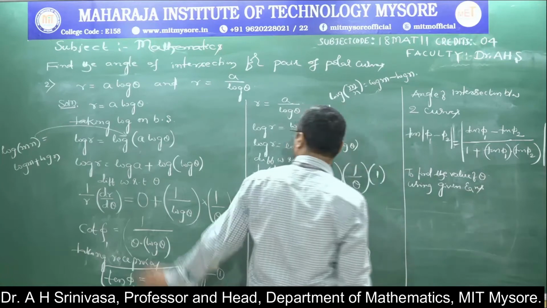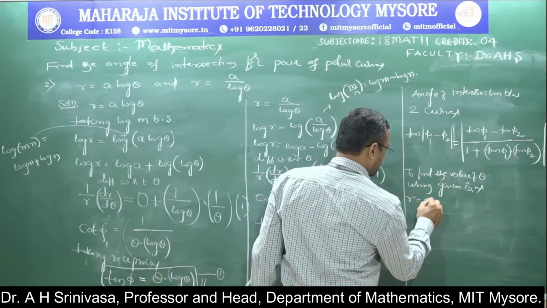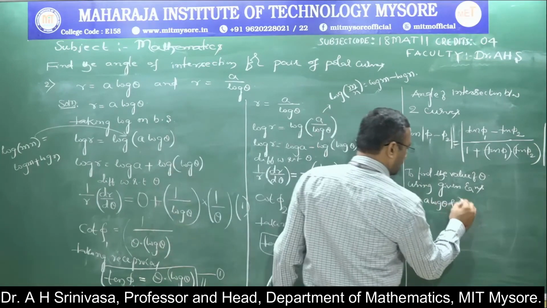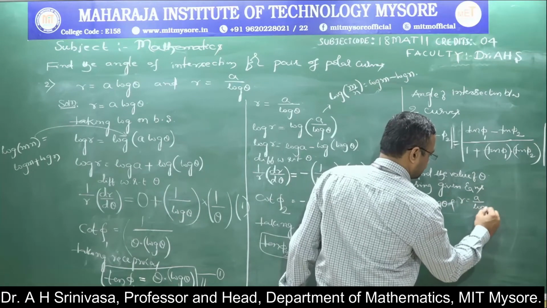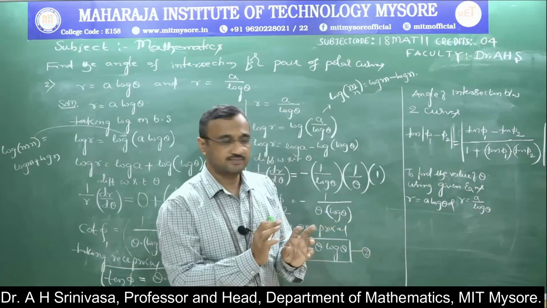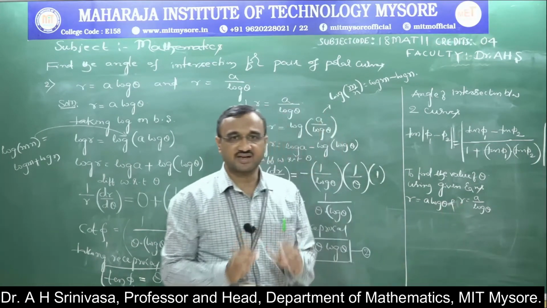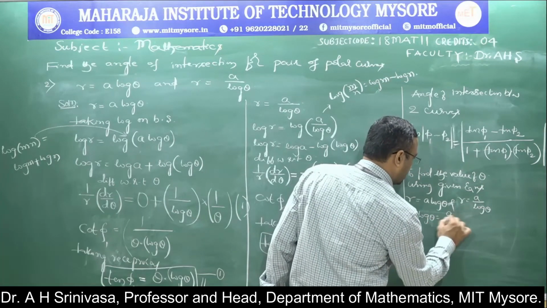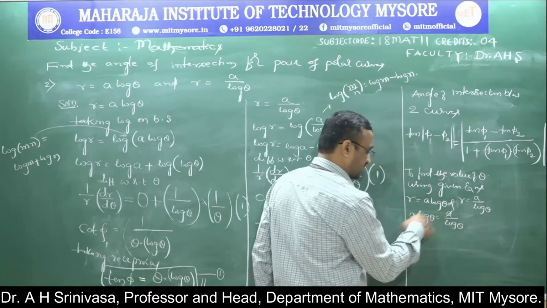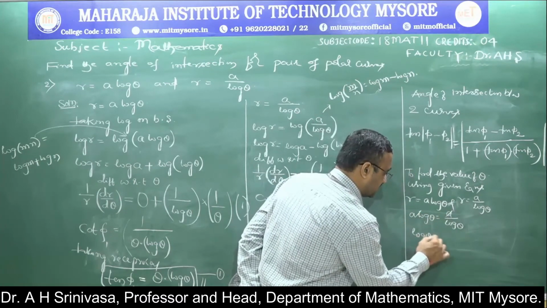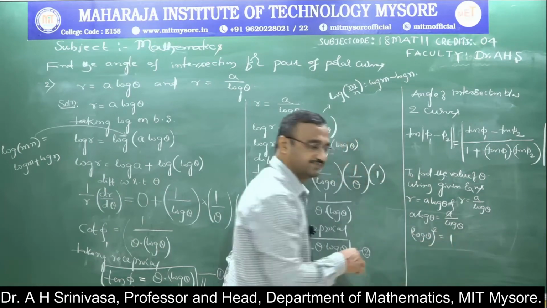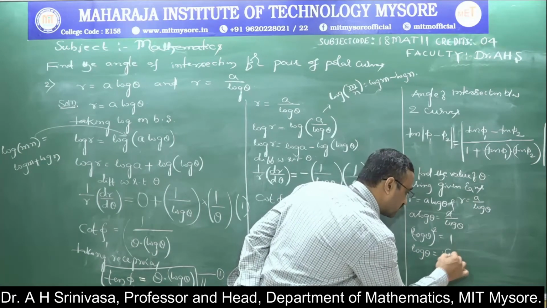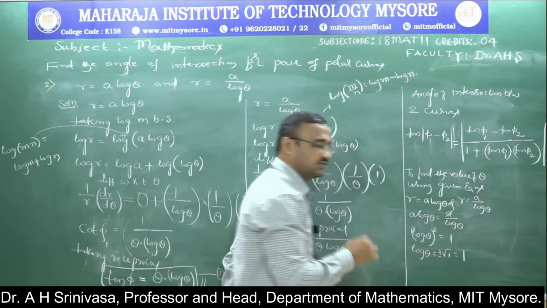What are the given equations? Here r equal to a times log theta and r equal to a by log theta. You can use these two because the LHS are the same. Equating them, we get the value of theta. That is a log theta is equal to a by log theta. The a's cancel. Make a cross multiplication. That is log theta whole square should be equal to 1. Then log theta should be equal to the square root of 1, plus or minus. We are choosing only the positive value.